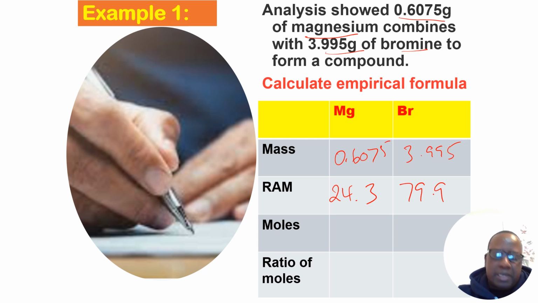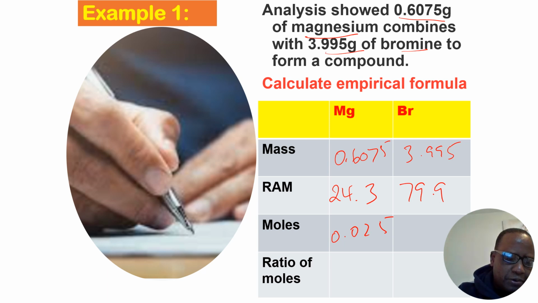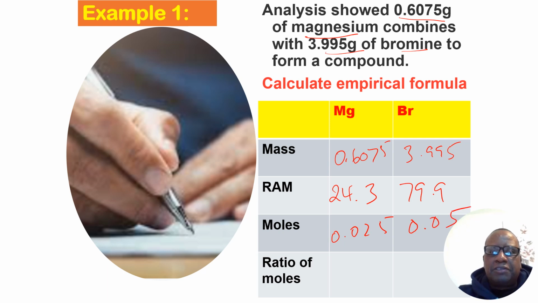0.6075 divided by 24.3, we get 0.025. The moles of bromine is 3.995 divided by 79.9, we get 0.05. This stage is very important.